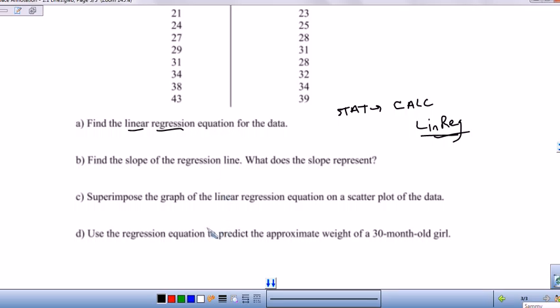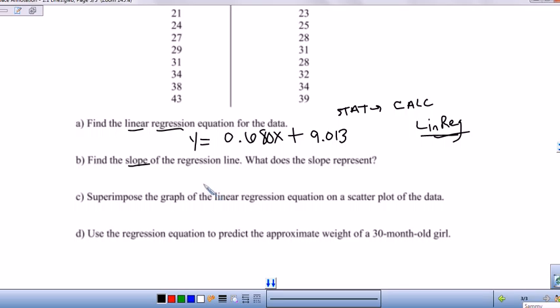In fact, try to answer all these questions on your own, then come back to the video and see how you did. The equation that you should get is y is equal to 0.680x plus 9.013. That's our linear regression equation.